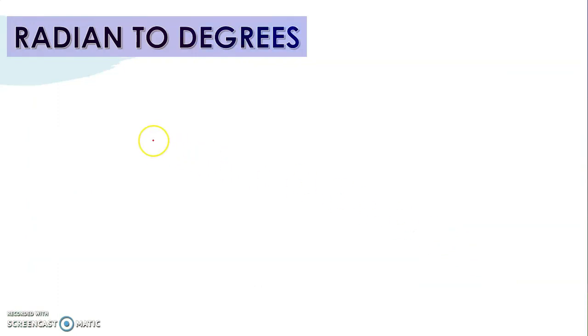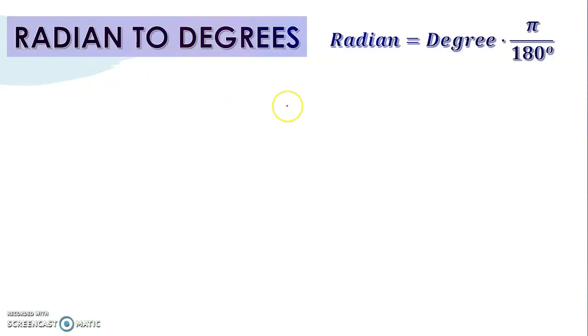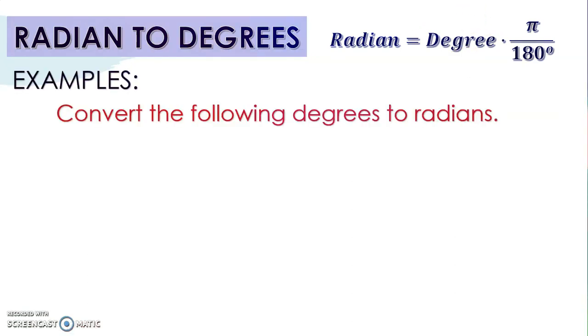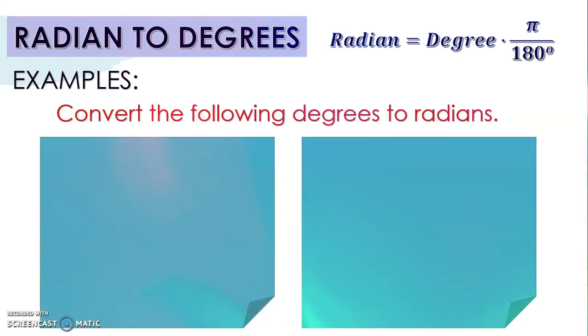Now let's proceed to converting degrees to radians. To convert degrees to radians, class, you just need this formula. Radian equals degree times pi over 180 degrees. Convert the following degrees to radians. Number 1, 200 degrees.